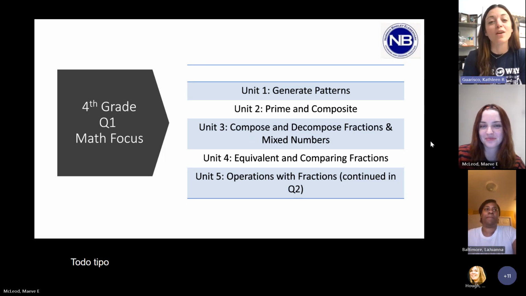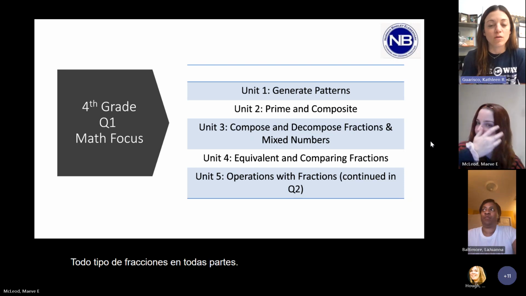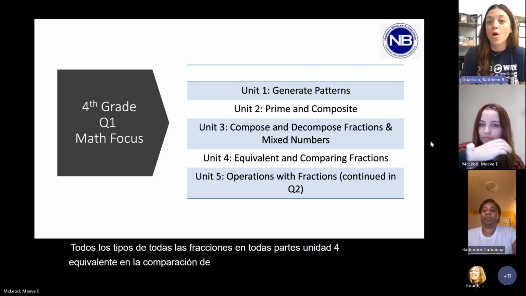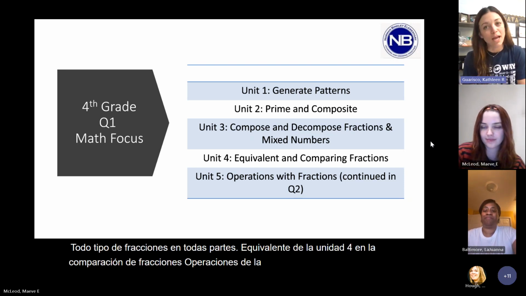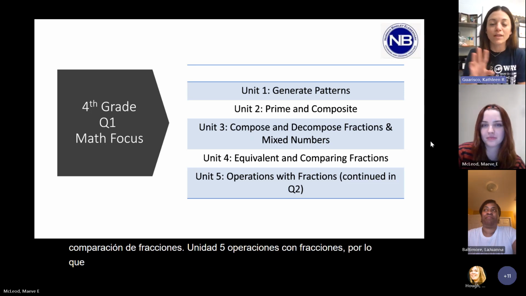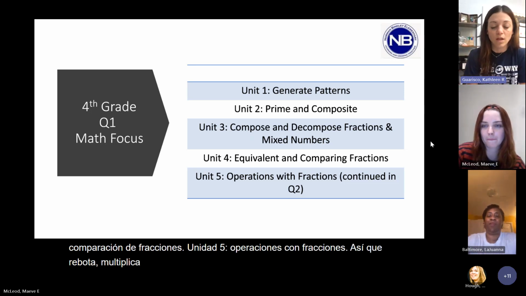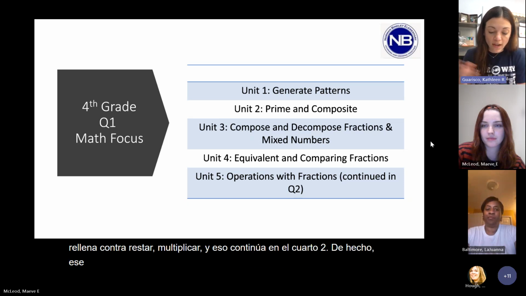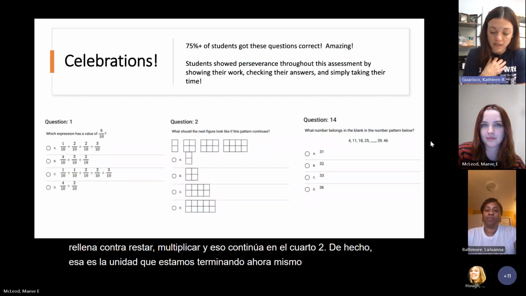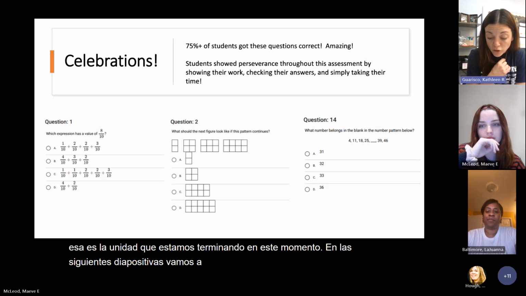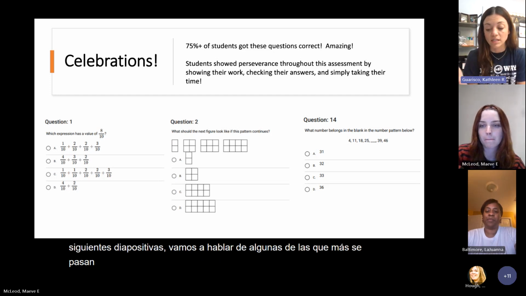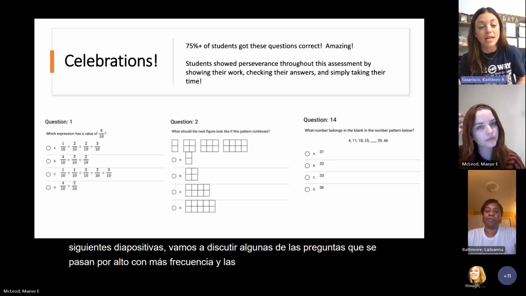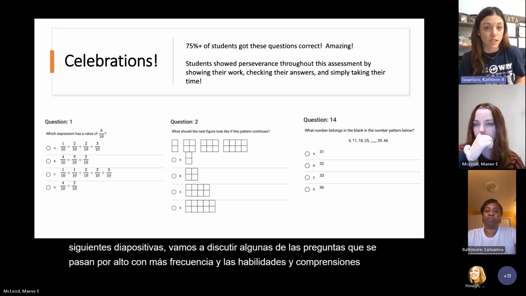Unit 4, equivalent and comparing fractions. Unit 5, operations with fractions, so adding, subtracting, and multiplying, and that one continues into quarter 2. That's actually the unit that we're wrapping up right now. On the next several slides, we're going to be discussing some of the most commonly missed questions and the skills and understandings necessary to demonstrate success on future assessments.